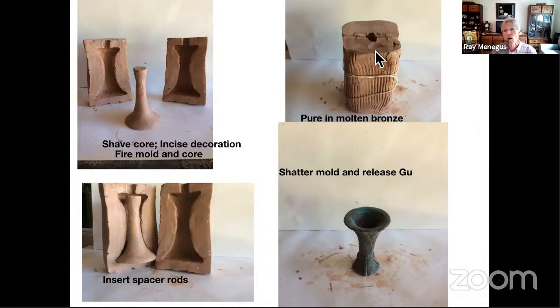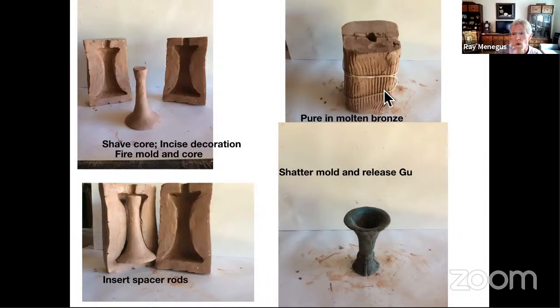And then, sorry, one very important step. Back here, after you've incised the decoration, you have to fire the core and you have to fire the mold. That vitrifies them, that turns them hard so that they can then support the temperature of the bronze when it goes in. So you pour in the bronze carefully and it will fill the gaps in between.